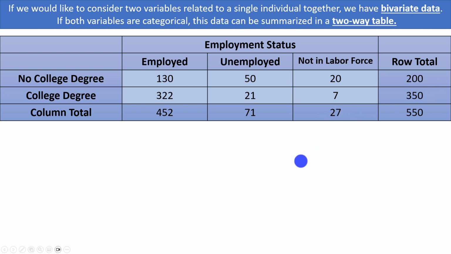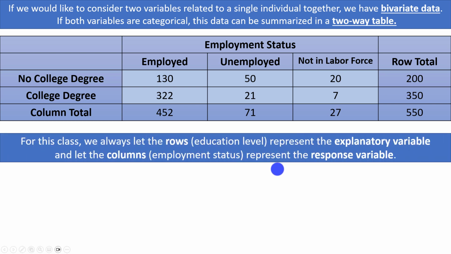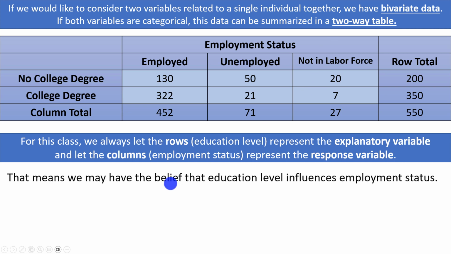Specifically in this class, this is not always the convention used, but in this class, we're going to view the row variable, which in this case is our education level, as being our explanatory variable or independent variable. And we're going to let our column variable, which is employment status here, represent our response variable. So that means that we may have the belief that someone's education level might have some influence on their employment status, right? And not necessarily the other way around.